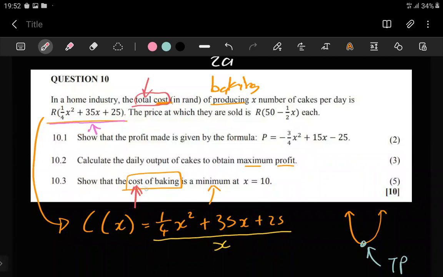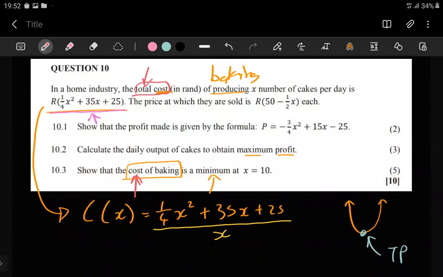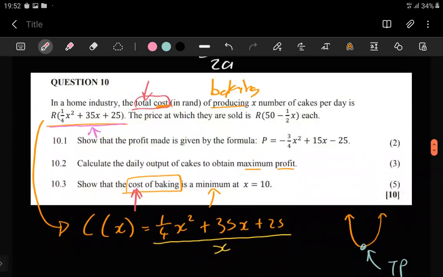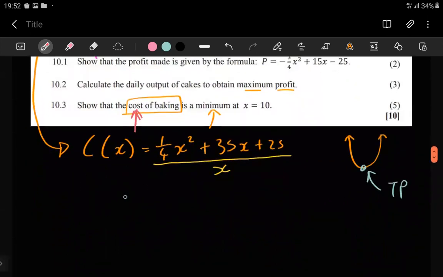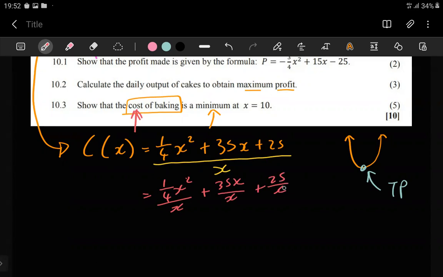So this is saying the cost of baking is a minimum where X is equal to 10. So instead of using the total cost formula, we're just going to use a formula that takes one cake into consideration. So here we can see that this is just going to be a quarter X squared divided by X. We might as well even write it out, just for the vibes. Here we're going to have 35X over X. Here we're going to have 25 over X. And then we can clearly see that X cancels X. We're going to have a quarter X there.